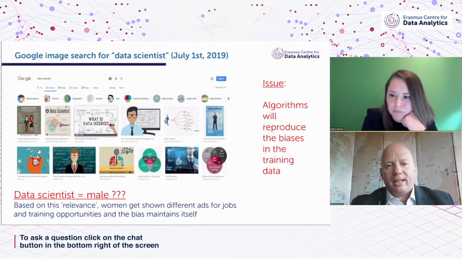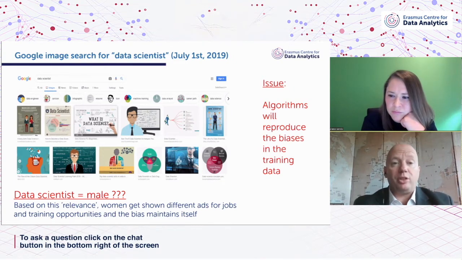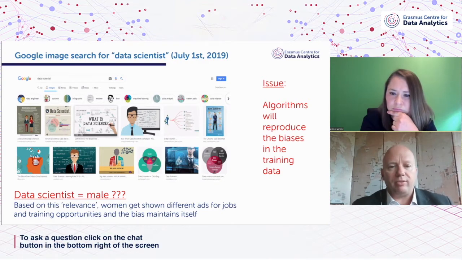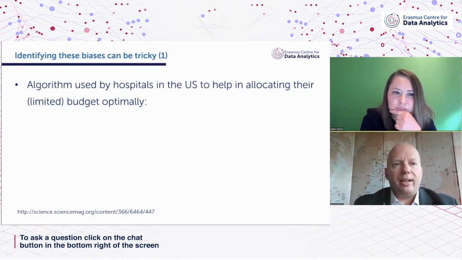So if these images that Google thinks data scientist represents a male are primarily then used to, for instance, determine the relevance of data science education and job ads, primarily targeting males and not so much females, then that bias is reproduced. In other words, another issue is that if there's biases in the training data, the algorithm will reproduce itself. It's not going to automatically correct itself. And actually on the next slide, we can see some even trickier issues with these biases.